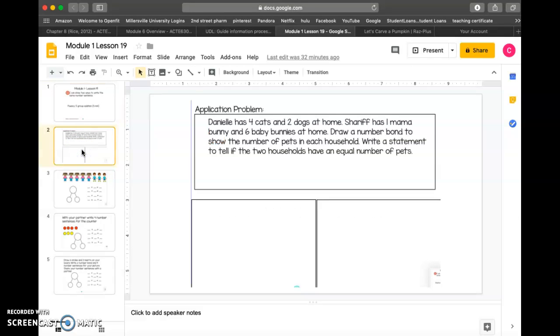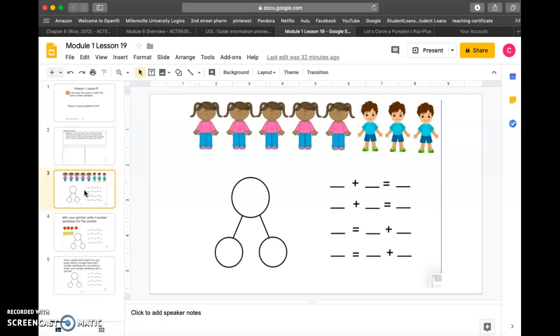For representation, it does have pictures as well as different ways for them to answer, so they can give me what this thing is called here. It's called a number bond, so if they can fill in my number bond, they can give me multiple ways to write the number sentence, so we talk about multiple ways to write a number sentence.